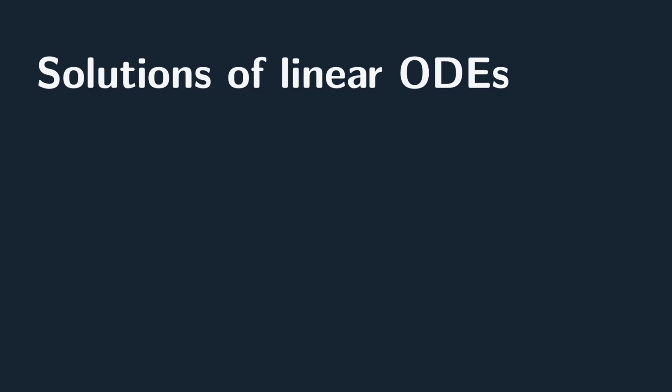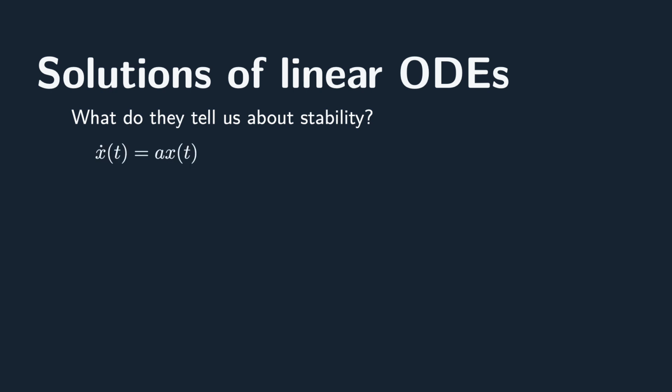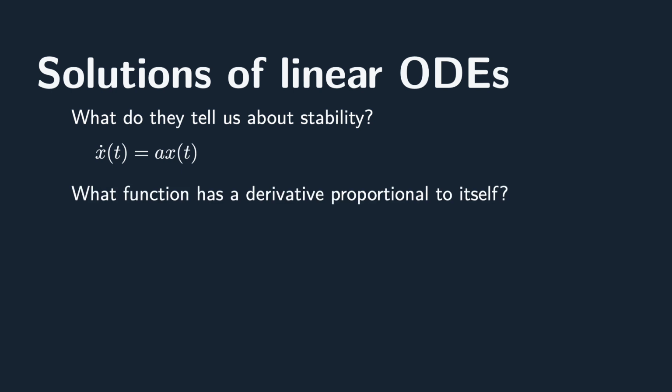In this video, we are going to look at how explicit solutions of linear constant coefficient ODEs help us understand stability. Let's start with one of the simplest linear differential equations, x dot equals ax. To solve this, we need a function x of t, where differentiating it gives us a times the same function again. Exponential functions have exactly this property.